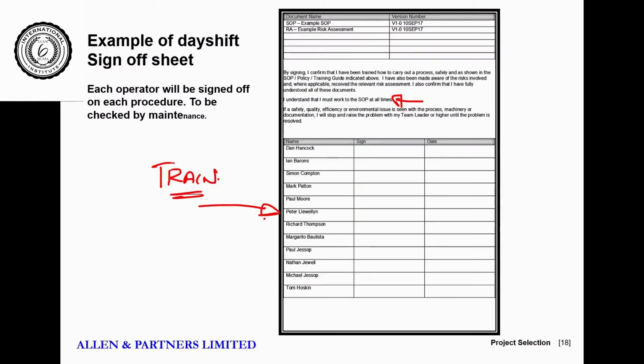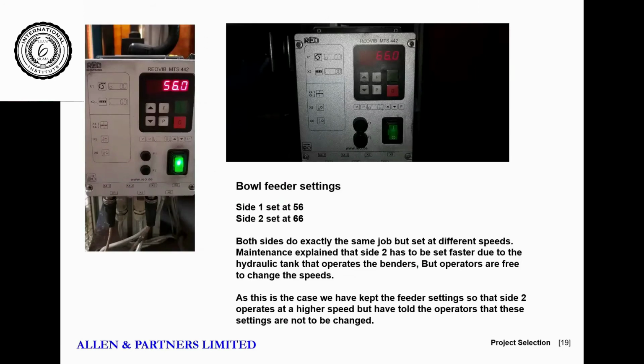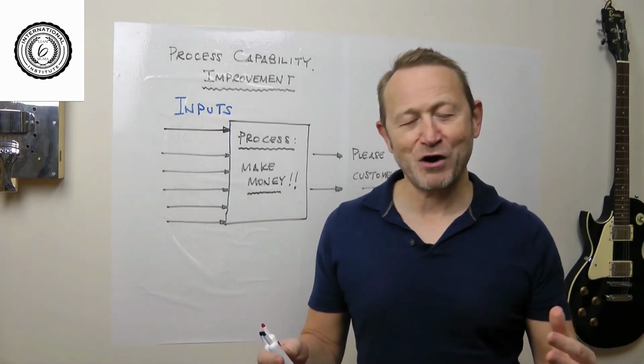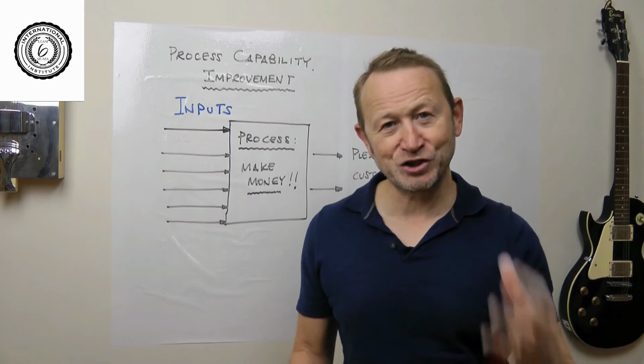So back to the training sign-off sheet. We've got the standard operating procedures. Now we've got a standard way of making sure that everybody's trained, standard way so that they understand what their roles and responsibilities are. Let's move on. Okay, bowl feeder settings. So now we're setting things on the machine. One of the things they're saying here, look, I've told the operators these settings are not to be changed. Absolutely crucial. That's what process control actually means. So let's just think about what they're doing. This is what process control actually means. The operators are not allowed to change the settings.